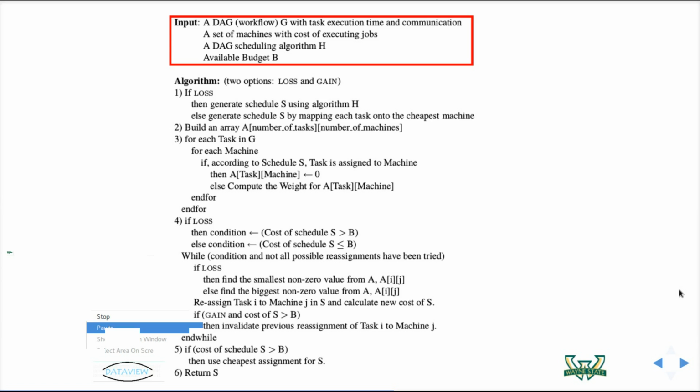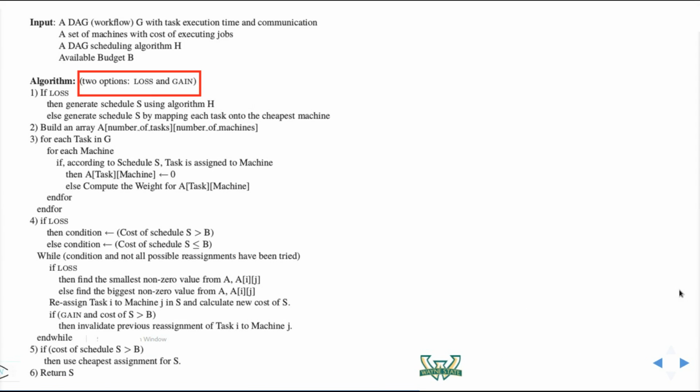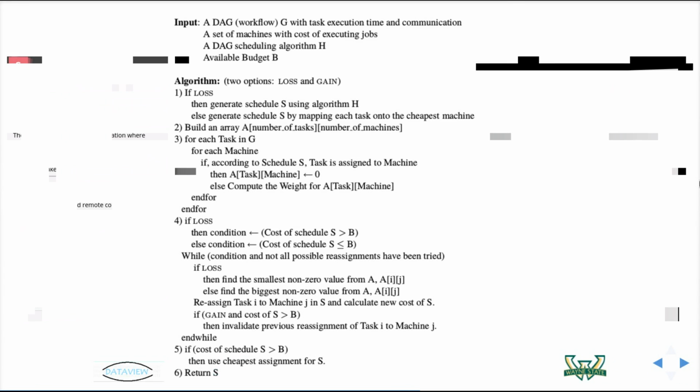In this algorithm, we have a DAG which is a workflow with task execution time and communication. We also have a set of machines with the cost of executing jobs, and also a DAG scheduling algorithm H. And our budget is available as B. So we have two options, loss and gain. If we use loss, we will generate the schedule S by using the algorithm that we have. Otherwise, we will generate a schedule by mapping each task to the cheapest machine.